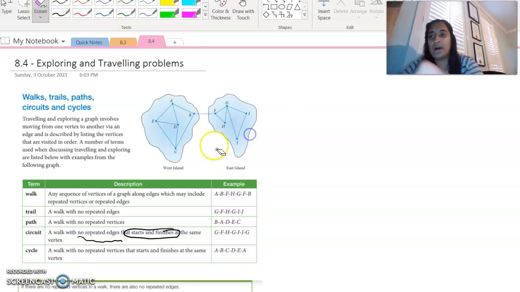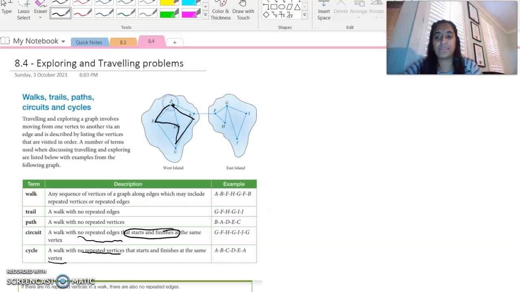And then the final one is a cycle. So a cycle is a walk, this time with no repeated vertices, and again it's going to start and finish at the same vertex. Okay, so if we start off at A, from A I go to B, we go to C, D, E, and A. Okay, so that is a cycle. So this terminology here is really important. I would be putting that into my bound reference of notes.